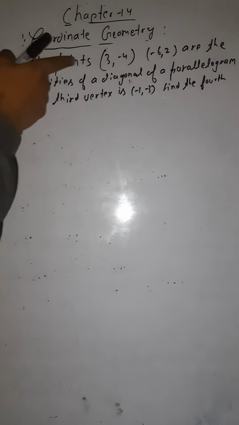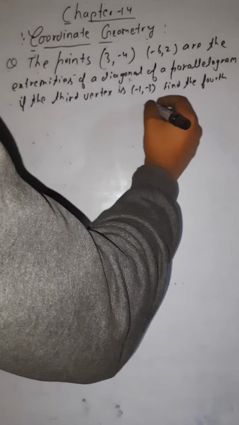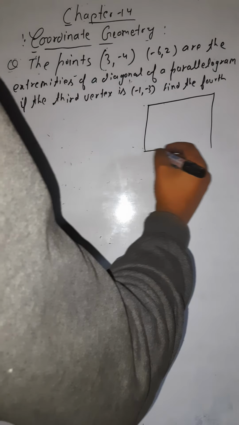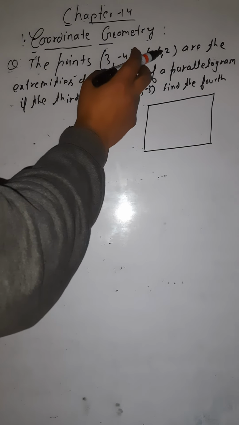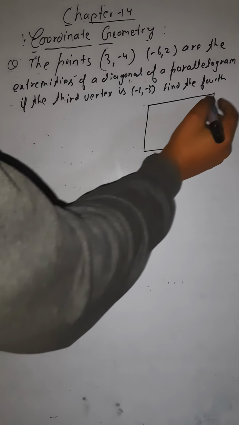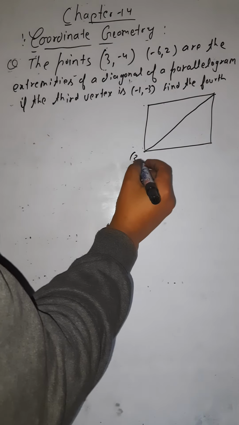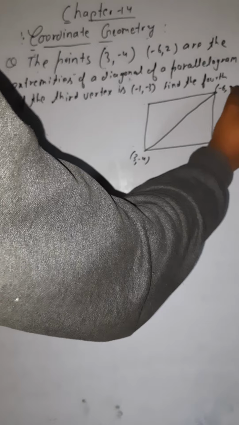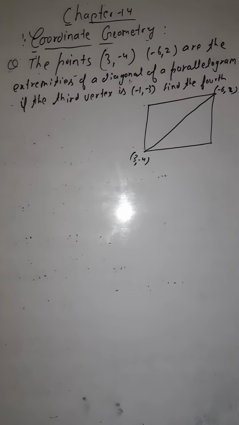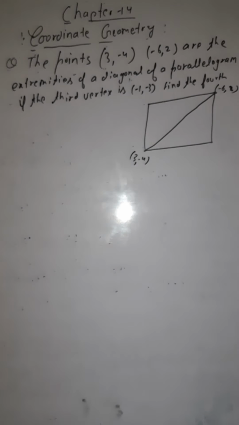What is the question? The points are the extremities of a diagonal of a parallelogram. Let me make a parallelogram first here. Let's say this is the parallelogram. So 2 points have been given here: (3, minus 4) and (minus 6, 2) are the extremities of a diagonal. Let's say this is the diagonal, and the extremities of the diagonal mean this extreme and this extreme. Both have been given: this is (3, minus 4) and this one is (minus 6, 2).